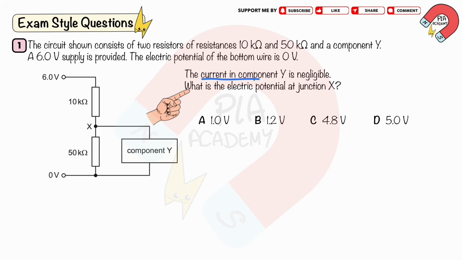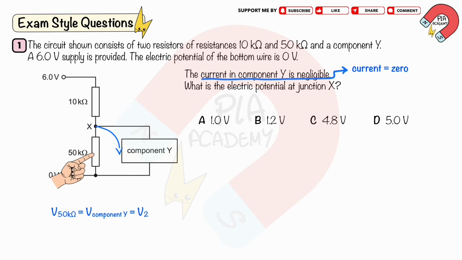The current in component Y is negligible. This means the current equals 0. So, the PD across 50 kiloohms equals the PD across the component Y. We give this PD to be V2. The electric potential at junction X equals the voltage at X.